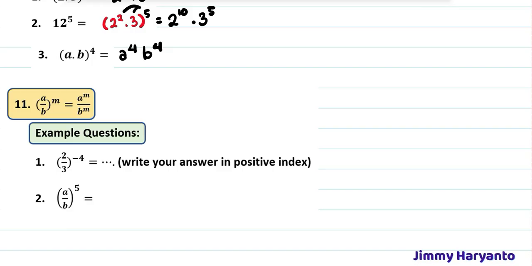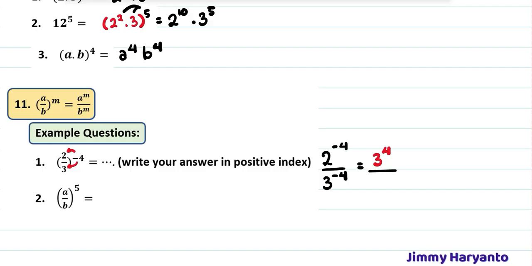The last one is property 11. (a over b) to the power of m equals a to the power of m over b to the power of m. It's the same as the previous one. So for this one, you only have to input the negative 4. You'll have 2 to the power of negative 4 over 3 to the power of negative 4. But unfortunately, the question wants you to answer it in positive powers. That means we have to switch it. We will bring the 3 up. That means the negative 4 will be changed into 4 like that. And then we'll bring the 2 to the power of negative 4 down. So we'll have 2 to the power of 4 at the bottom part.